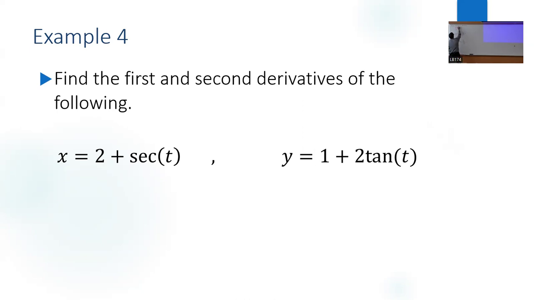So let's take a look at this. x equals 2 plus secant of t and y equals 1 plus 2 tangent of t. Now we saw last class period that this is going to be a hyperbola. And so we're talking about trying to find a derivative or the slope of a tangent line on a hyperbola. Secant and tangent give me the hyperbola.